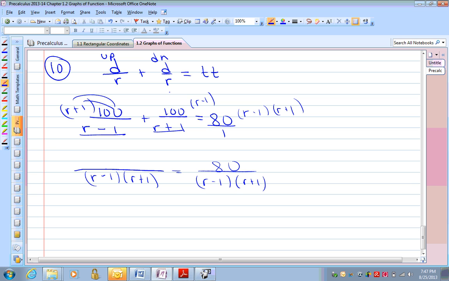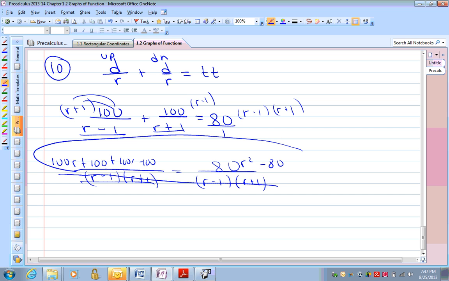When you combine all your like terms, you're going to set it equal to 0. What you're going to end up getting is 100r plus 100 plus 100r minus 100 on one side, and on the other side, you're going to get 80r squared minus 80. After that, the bottom really won't be important for us anymore. We had a common denominator, so everything is equal in the bottom. We're going to solve the top of this.